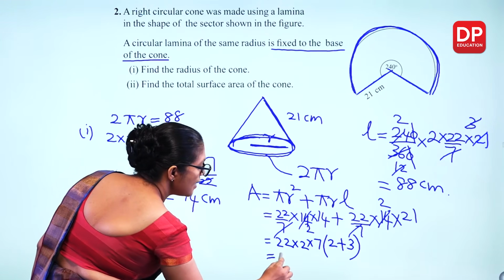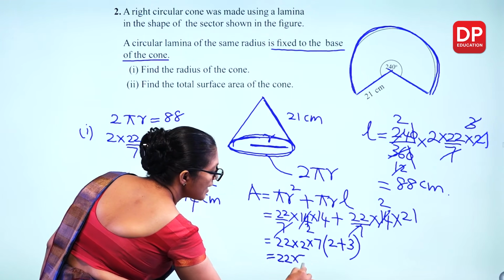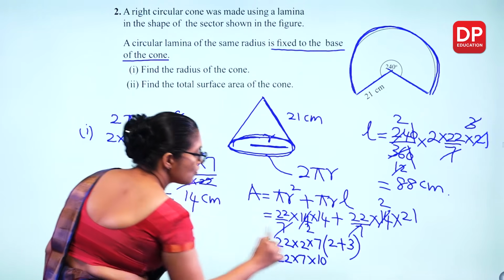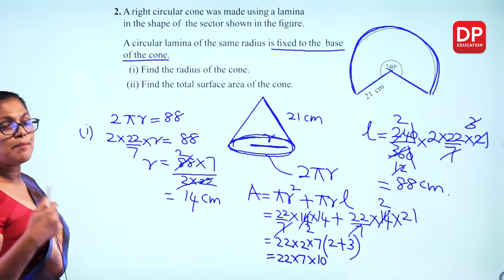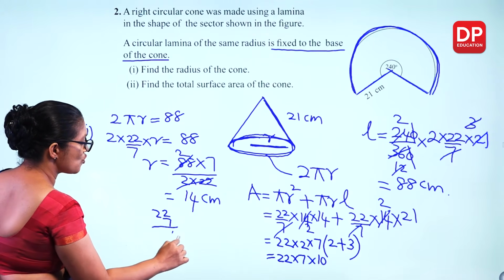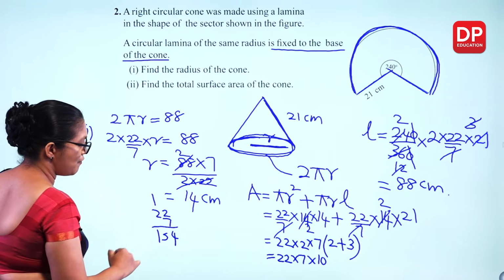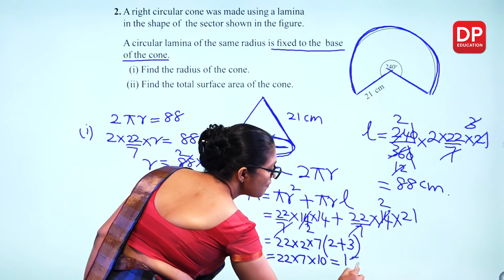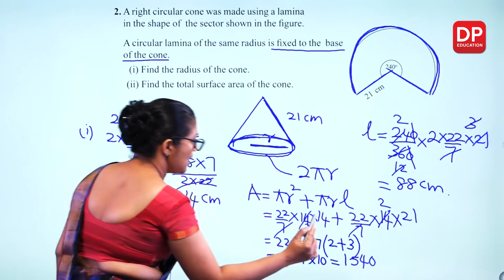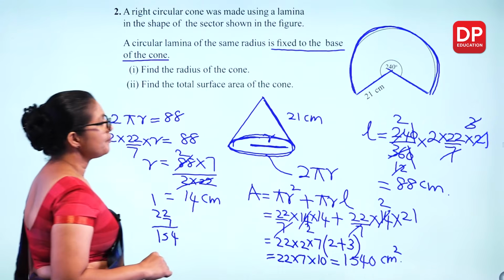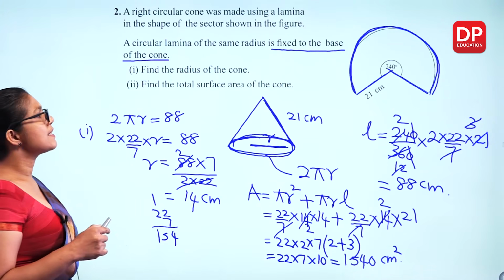So here I can do the multiplication easily. 5 times 2, 10. So 22 times 7 multiplied by 10. So what is 22 times 7? It is 154, multiplied by 10. I get 1540 square centimeters as the total surface area.